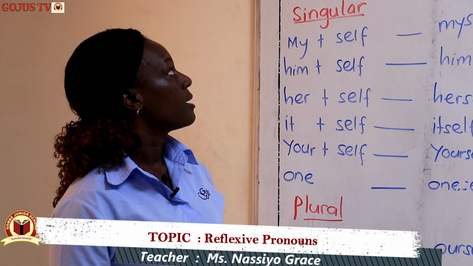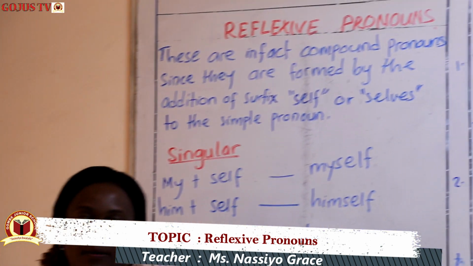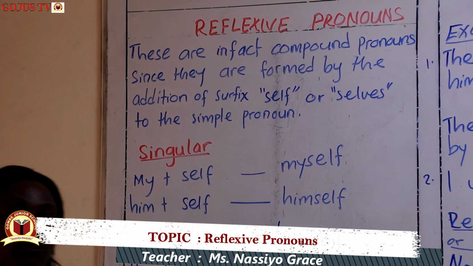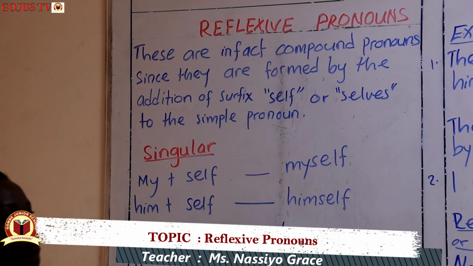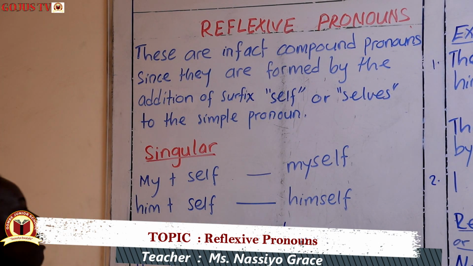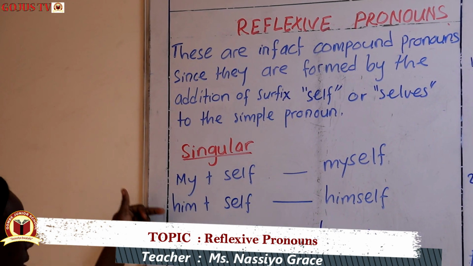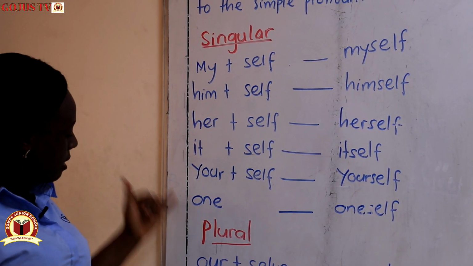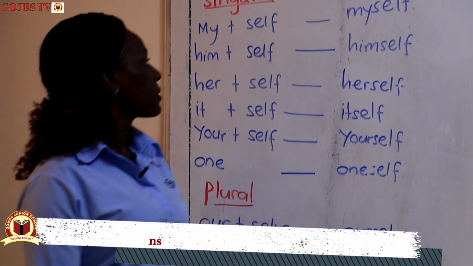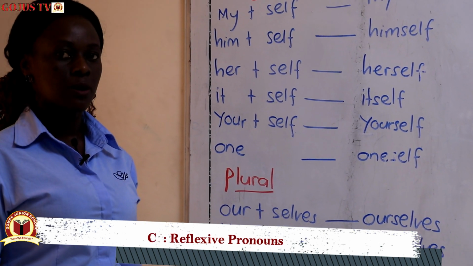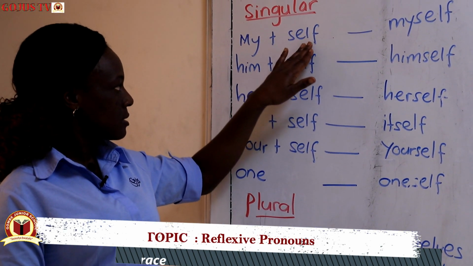Now today we are talking about reflexive pronouns. We may call them compound pronouns because we form them by just adding a suffix, self or selves, to the simple pronouns. The simple pronouns are here: my, him, her, it, you, our, your, and them. Now to get the reflexive pronoun, we add the word self.